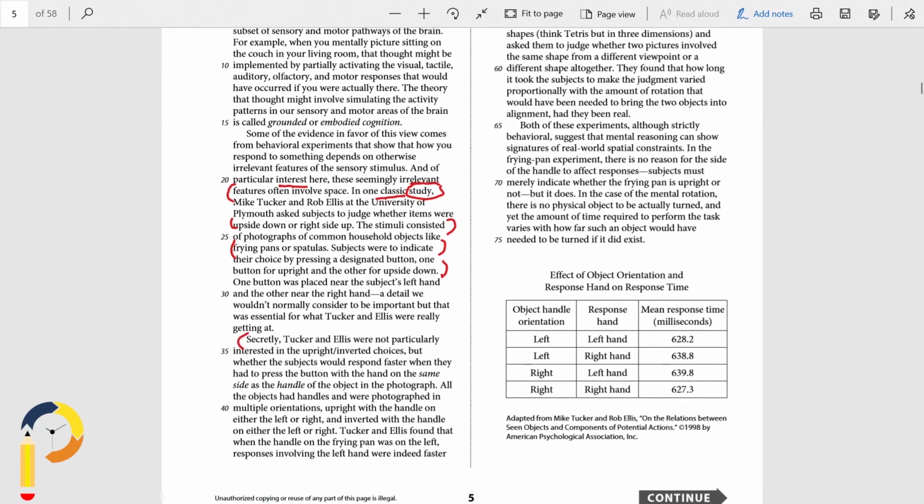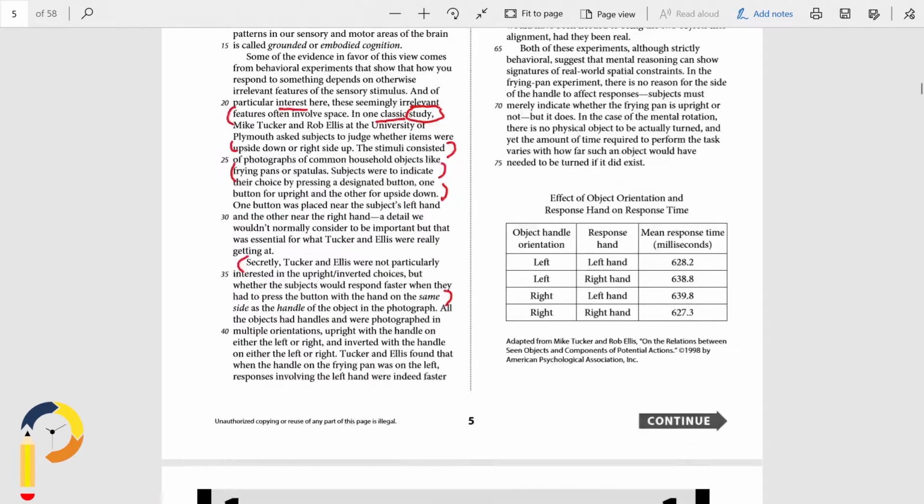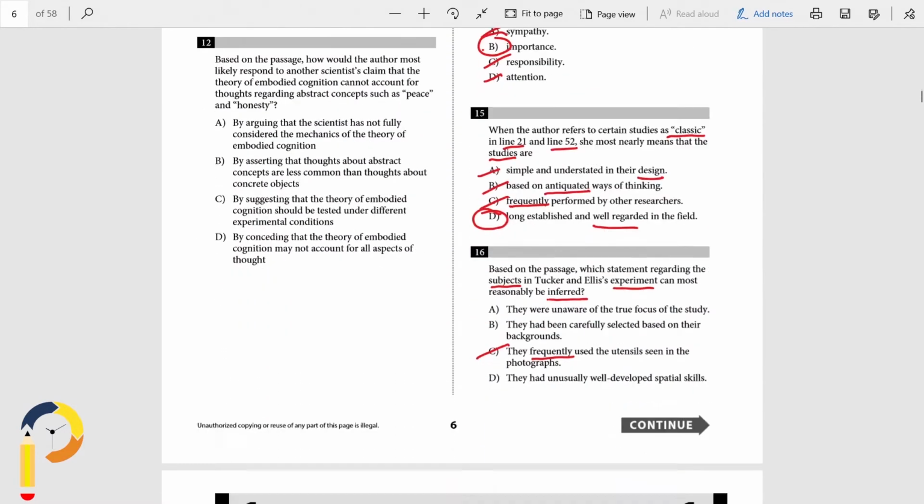Let's read it, because it's completely possible that we have really eliminated the credited response. So never choose an answer because all of the others are incorrect without reading it first. Secretly, Tucker and Ellis were not particularly interested in the upright or inverted choices, but whether the subjects would respond faster when they had to press the button with the hand on the same side as the hand of the object in the photograph. Okay, so that was their secret mission.